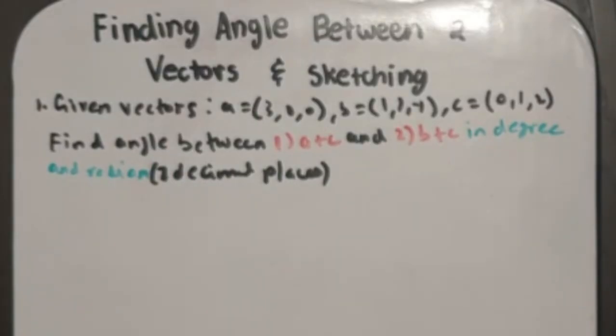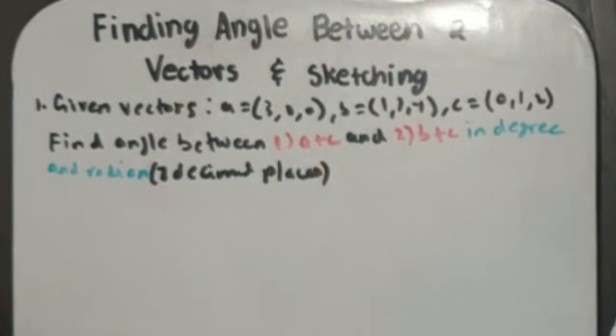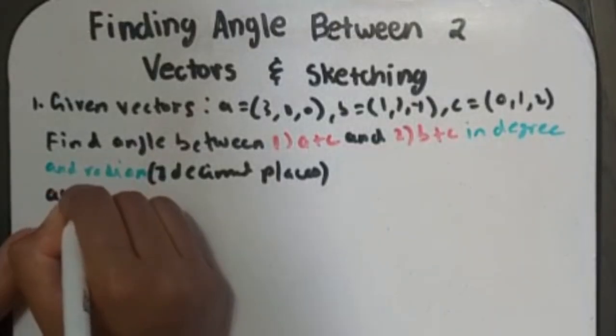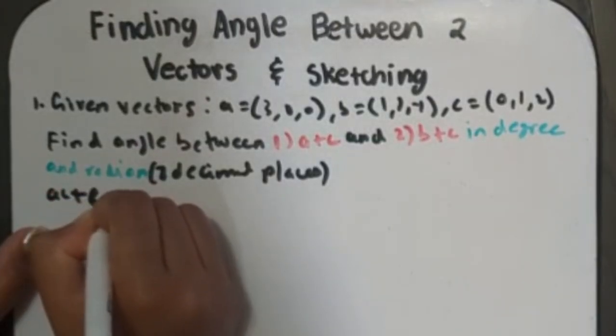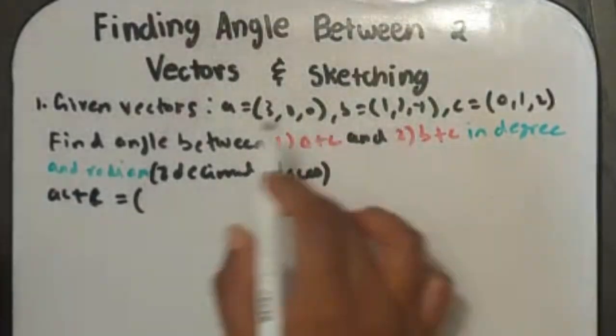The first step to solving this question is that we want to find the angle between vectors a plus c and b plus c. So we'll get one vector from a plus c, and then we'll get another vector from b plus c. Let's do a plus c first and see how to add vectors. When we add two vectors, we add up their components, so we add components one by one.